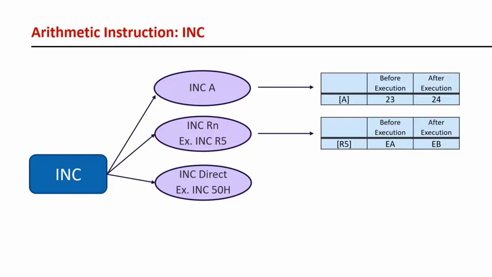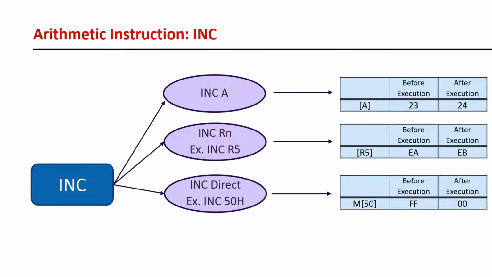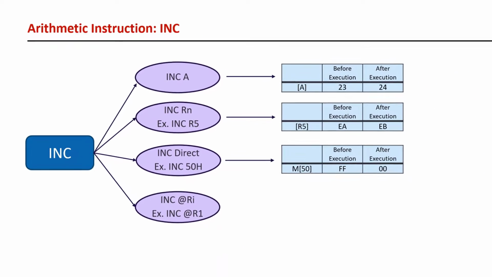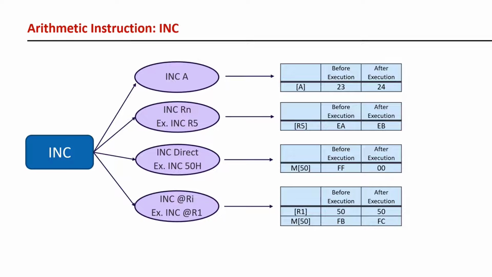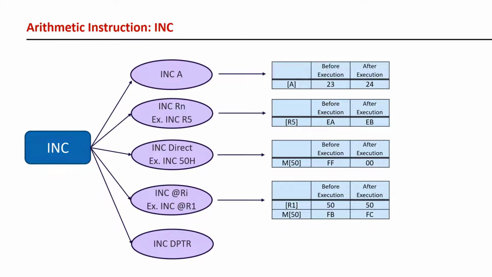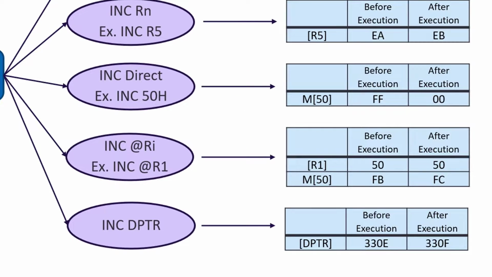INC direct. This instruction increments the content of direct internal memory location given in the instruction by 1. INC @Ri. This instruction increments the content of internal memory location pointed by register Ri. INC DPTR. This instruction is used to increment the content of data pointer by 1. Suppose DPTR contains value 330E. So after the execution of this instruction, data pointer will contain 330F.